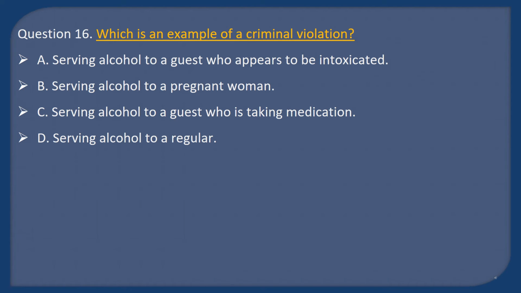Question 16. Which is an example of a criminal violation? A. Serving alcohol to a guest who appears to be intoxicated. B. Serving alcohol to a pregnant woman. C. Serving alcohol to a guest who is taking medication. D. Serving alcohol to a regular.